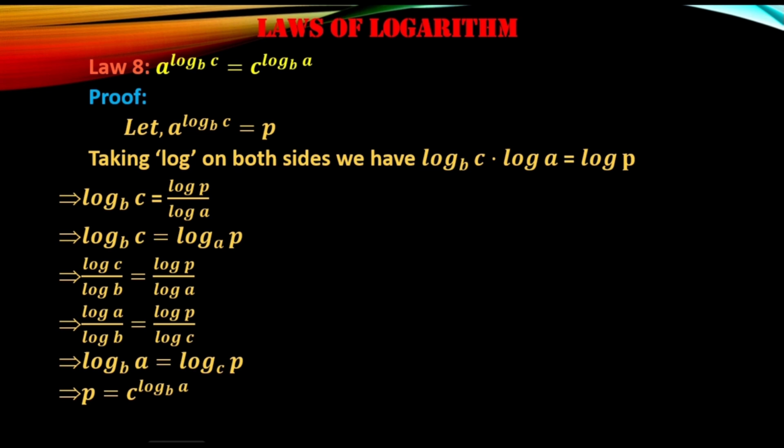But what is the value of p? P is nothing but a to the power log of c to the base of b, which is equal to c to the power log of a to the base of b. So this is the proof of law number 8, which is our last law.